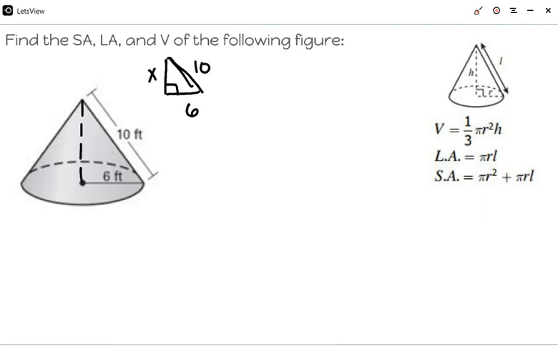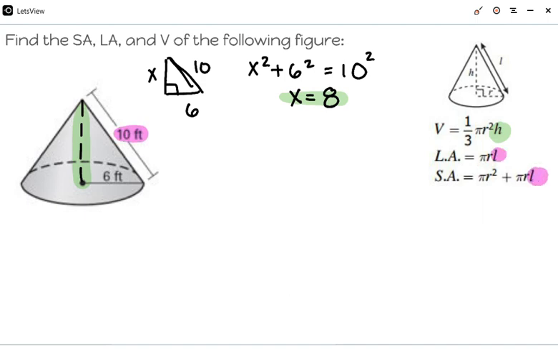Okay, so just pull out that triangle. We know x squared plus 6 squared equals 10 squared. All right, we should know how to do the Pythagorean theorem, hopefully, fingers crossed, right? When you go about this one, you find that x equals 8. So that would be our height, okay? And then everything else, we are given our little slant, that L, and then we are also given our radius. All right, there we go.